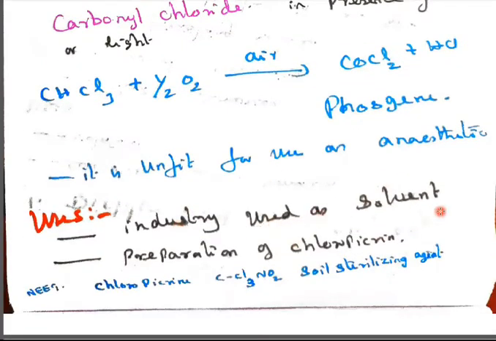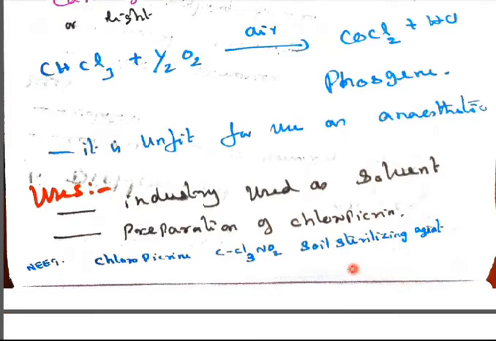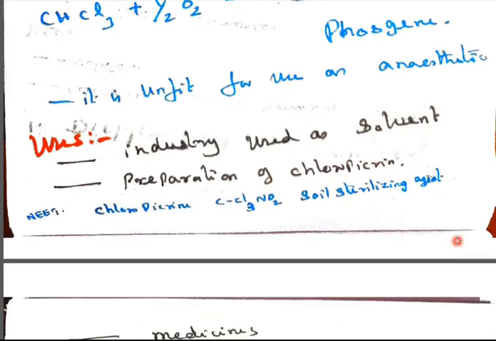For industrial use, it is a solvent and used in the preparation of chloropicrin. Very important 1 mark. What is chloropicrin? The formula of chloropicrin is CCl3NO2, trichloronitromethane. This trichloronitromethane is nothing but chloropicrin. Its common name is soil sterilizing agent, because we can sterilize the soil.